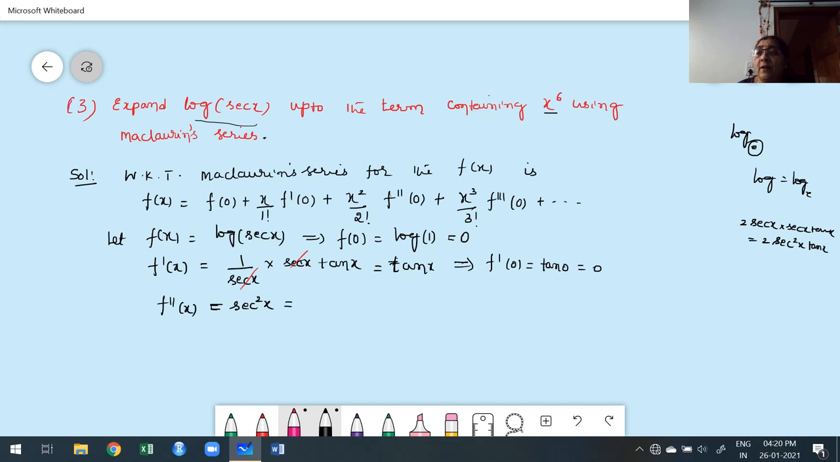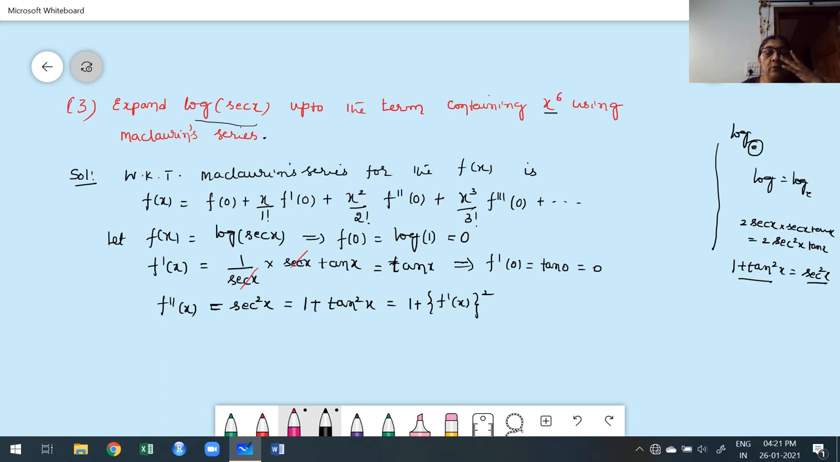It's very tedious. Therefore, before moving to the next step, I'm going to simplify using a fundamental relation: 1 plus tan square x is nothing but secant square x. Why am I expressing secant square in terms of tan? Because you already know that f dash of x is tan x. Once you express secant square in terms of tan, I can replace it in terms of the previous derivative: 1 plus tan square x, which can also be written as 1 plus f dash of x whole square.